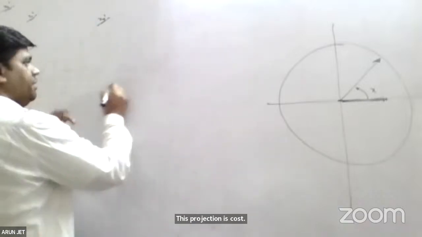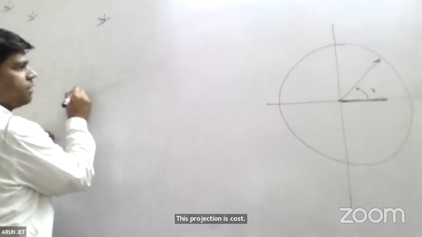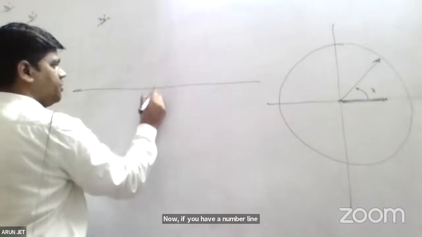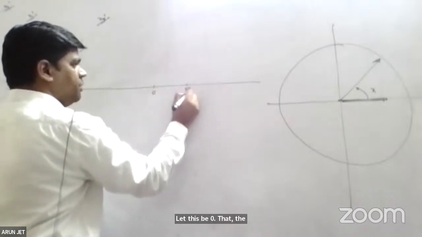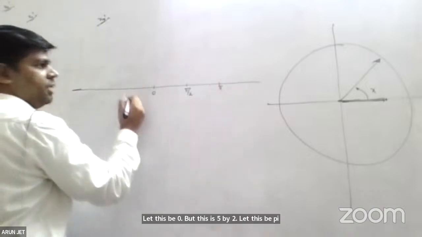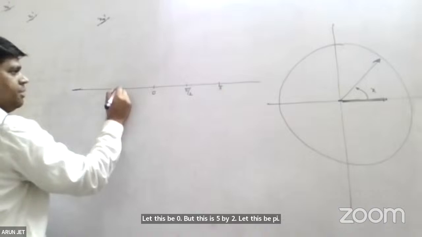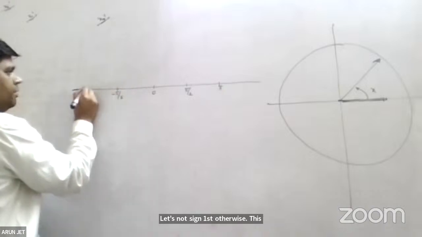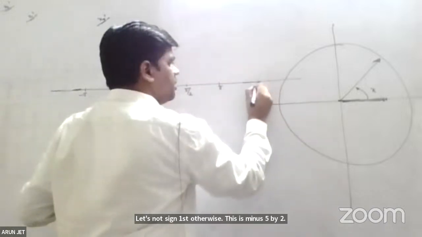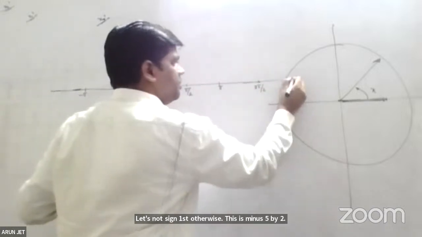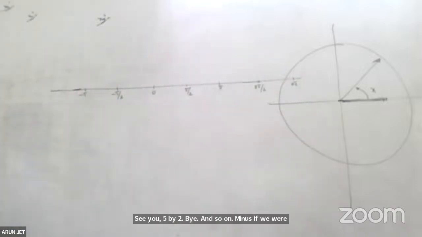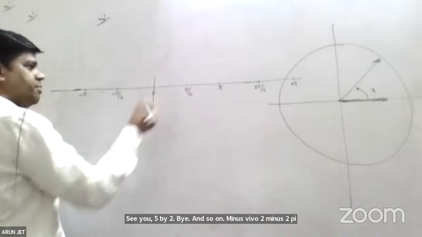Now, if I have a number line, let this be 0, let this be pi by 2, let this be pi. Let's plot sine first otherwise. This is minus pi by 2, minus pi, and so on. 3 pi by 2, 2 pi, and so on. Minus 3 pi by 2, minus 2 pi. And this is my 0.